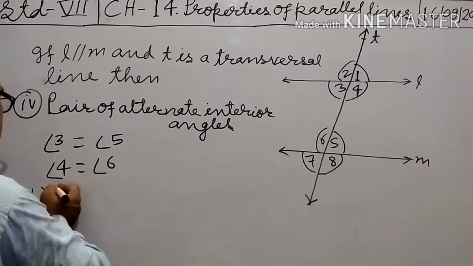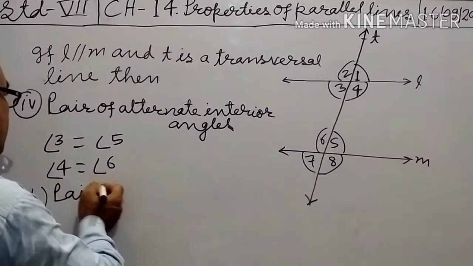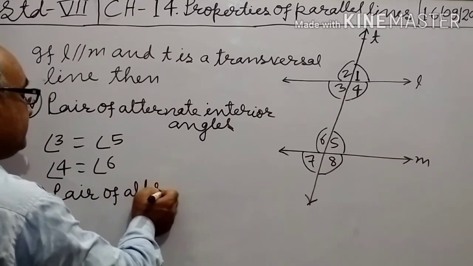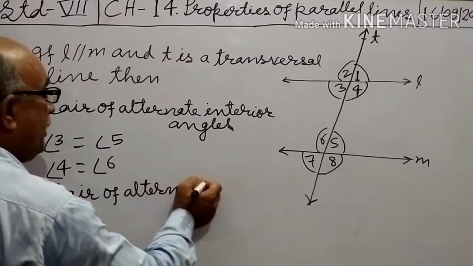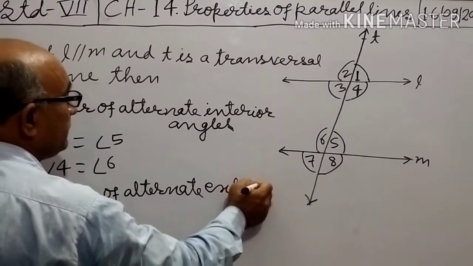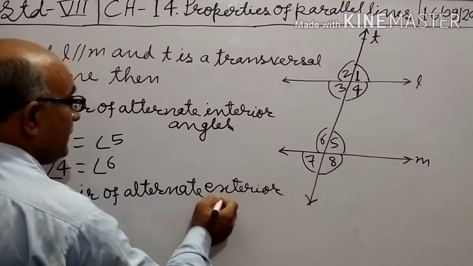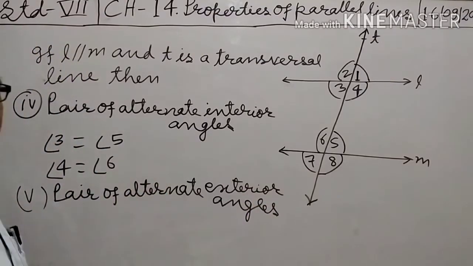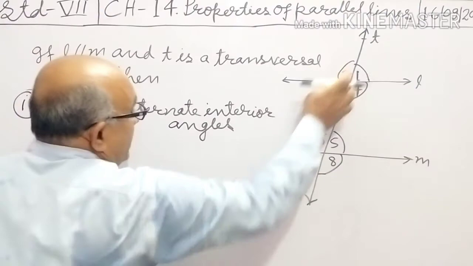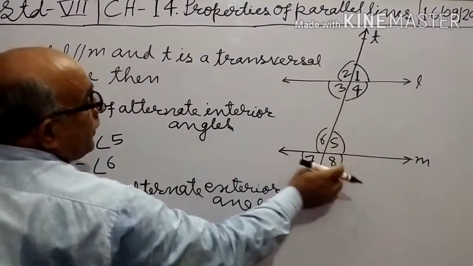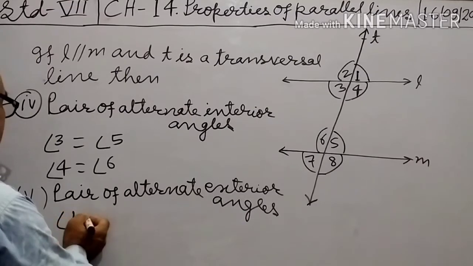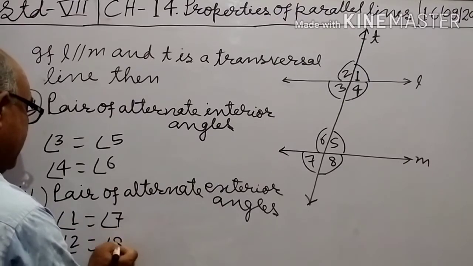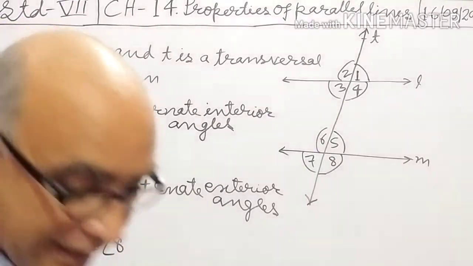Fifth, pair of alternate exterior angles. Angle 1 equal to angle 7 and angle 2 equal to angle 8. Right? These are the pairs of alternate exterior angles.